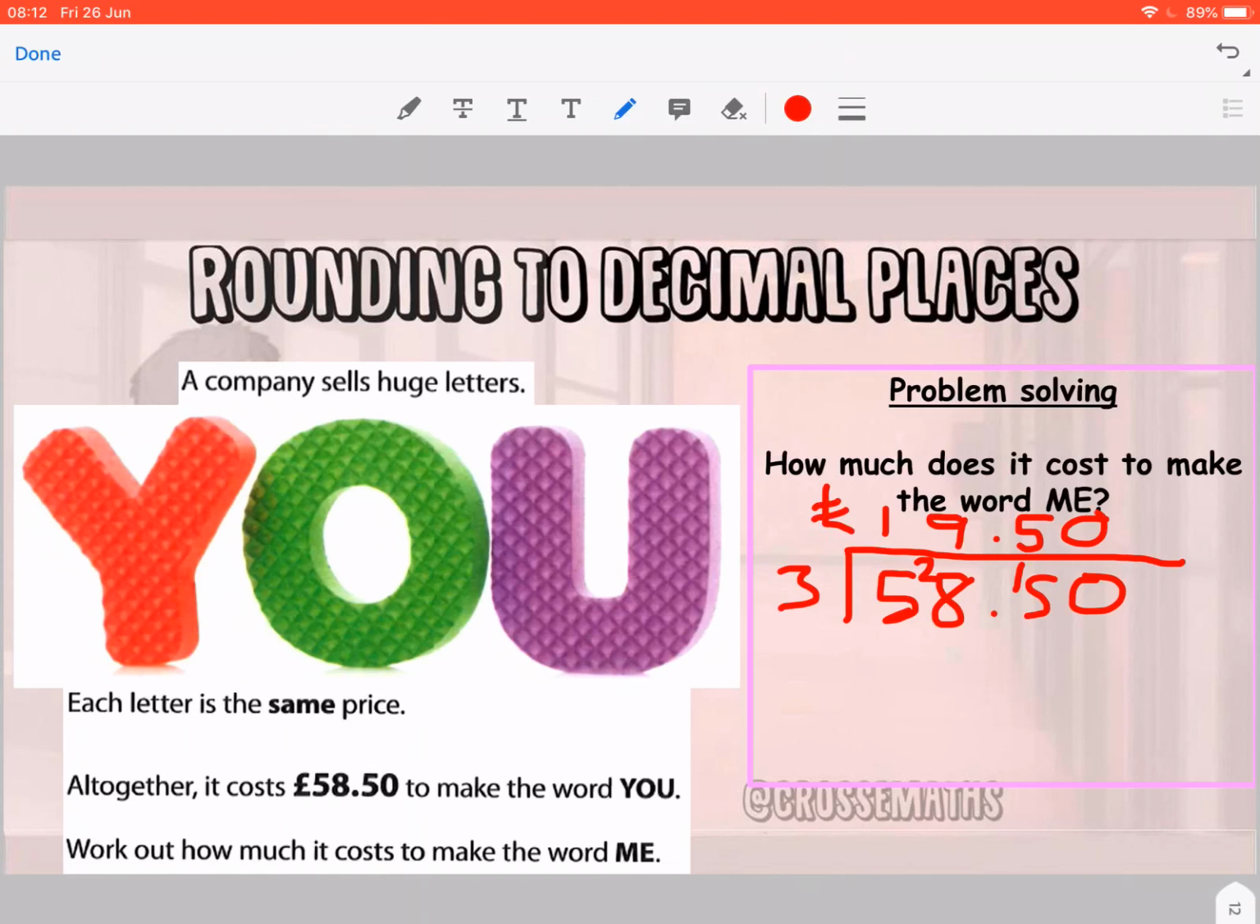If one letter costs £19.50, I'm trying to make the word me, so I need 2 letters. £19.50 times 2 gives me £39 for the word me. And that's it. That's how straightforward it is.